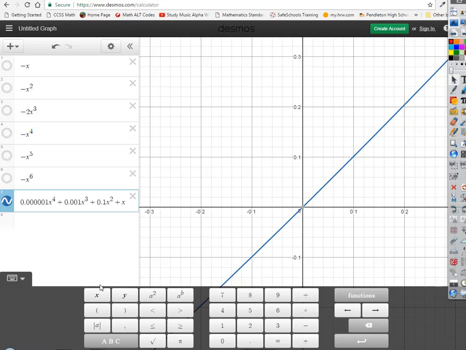0.000001 x to the fourth plus 0.001 x cubed plus 0.1 x squared plus x. There's 4 different terms in this polynomial. This is what we call a quartic function, x to the fourth. I've got a cubic part, x cubed, a quadratic part, x squared, and a linear part, x. Which one of those is going to be dominant? Well, I've got a graph of the function right here. What's that look like? Looks linear, so it looks like x is the winner, doesn't it? That seems to be the dominant term, the one that guides the behavior of the function.